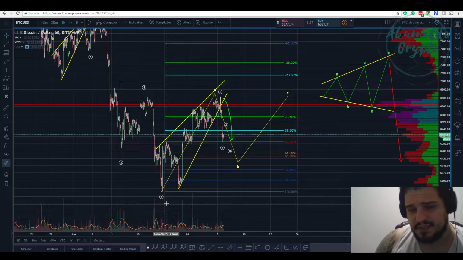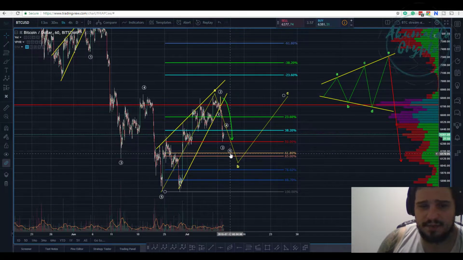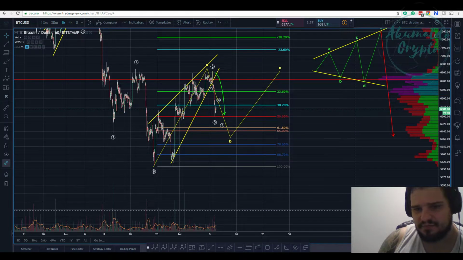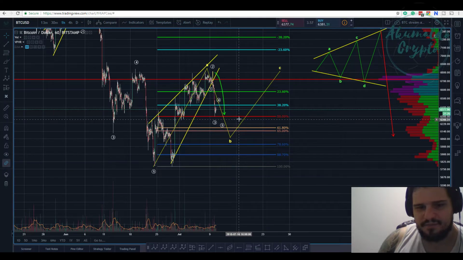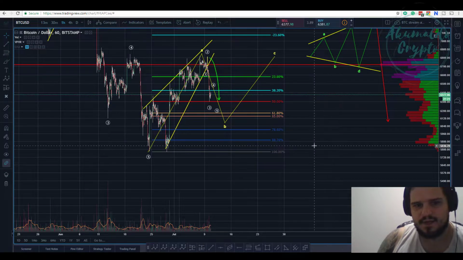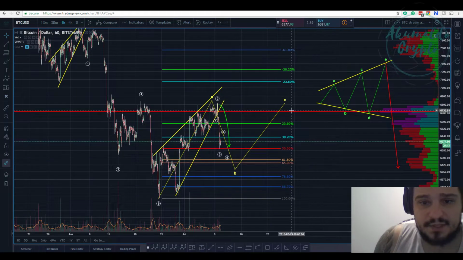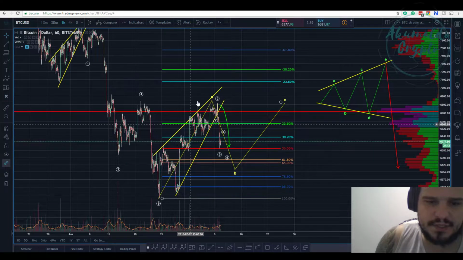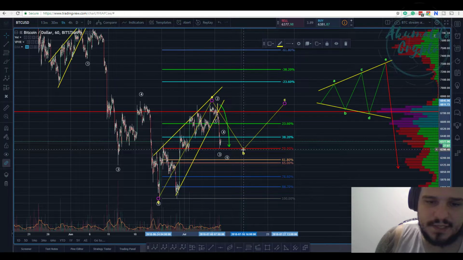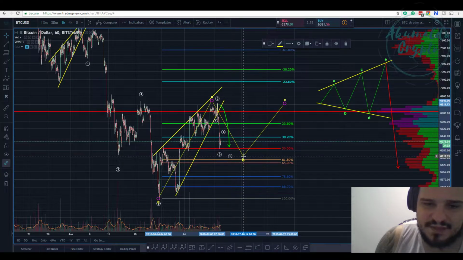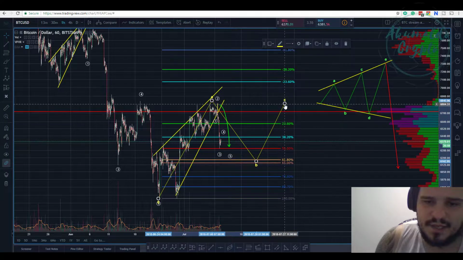We might put a motive 1, 2, 3, 4, 5 here, but this would mean that we would have a nasty bearish movement down to 4K. I don't think this is going to happen, not yet. I think that we are correcting this movement here. So we have an A, B, C. This A here should be like here. So this is a problem, right? Because A, B, C must, but we can allow it in a running flat.